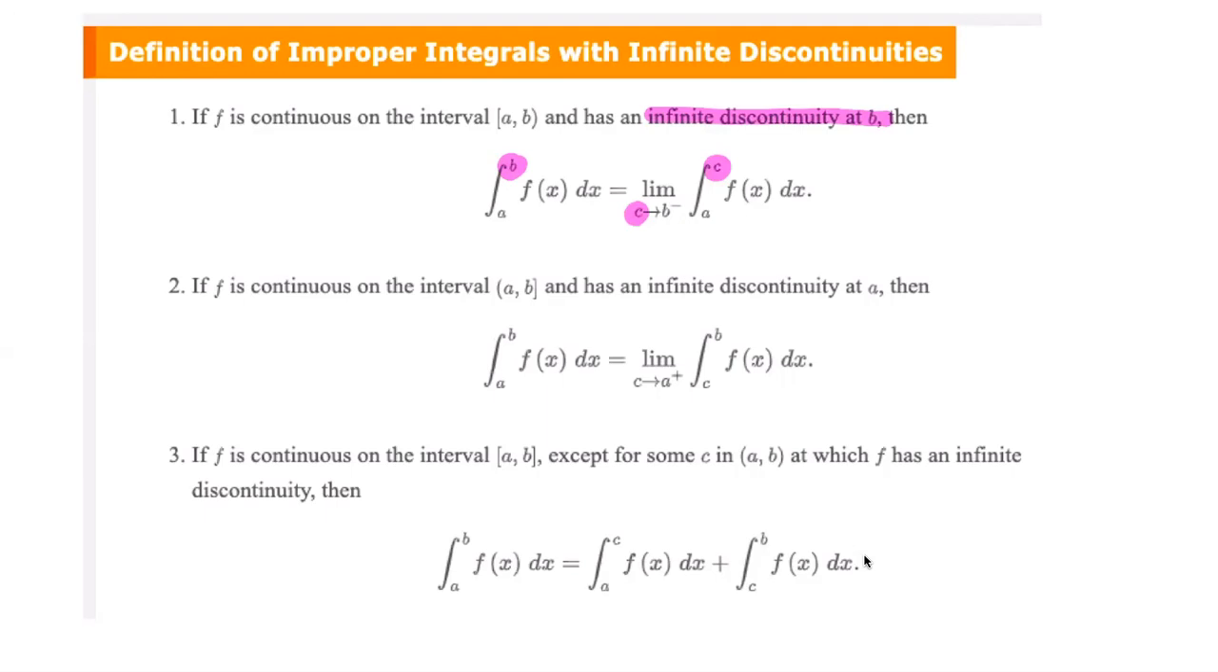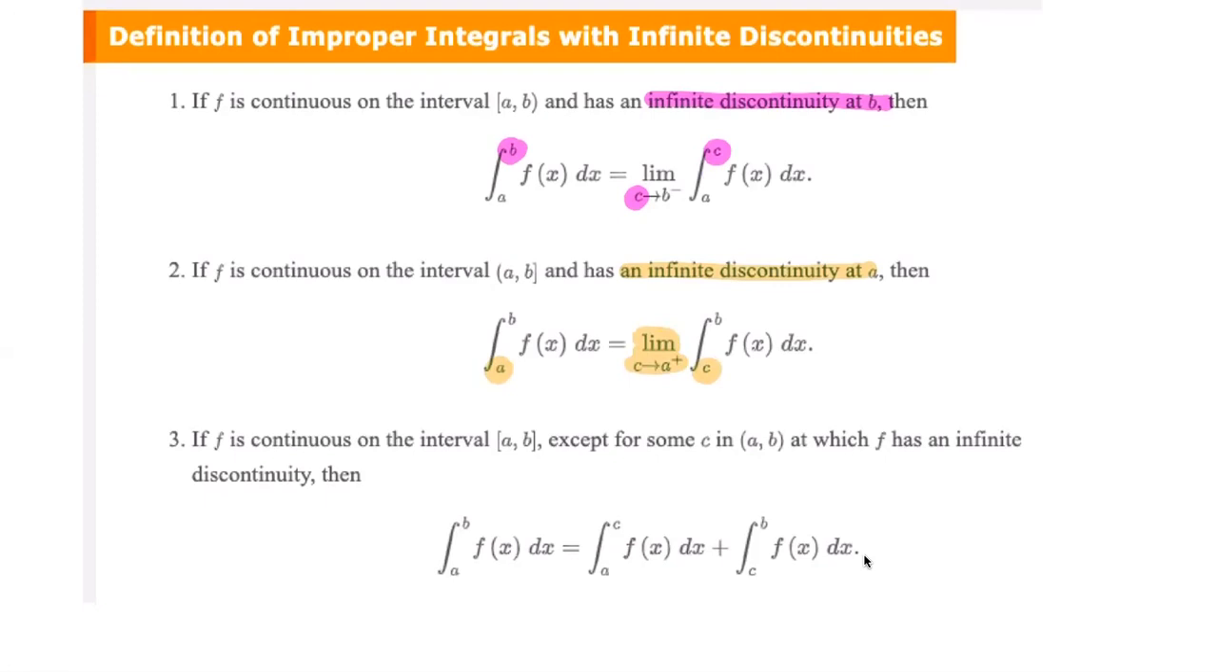Then we're going to take a look at a case where there's an infinite discontinuity at the bottom bound. So we're going to take our a and replace it with a t, and find that limit as t approaches a from the right.